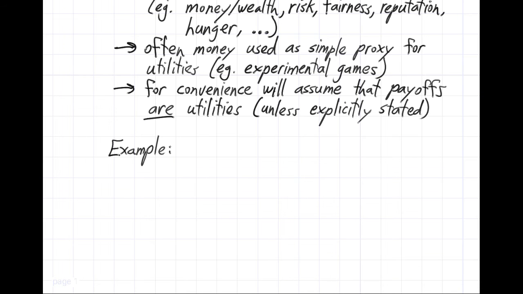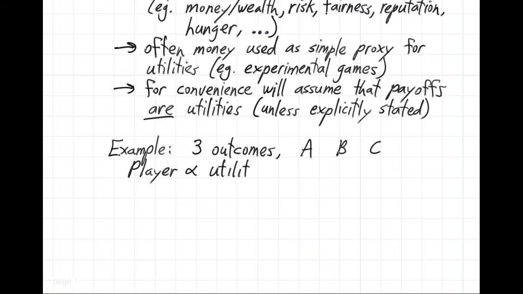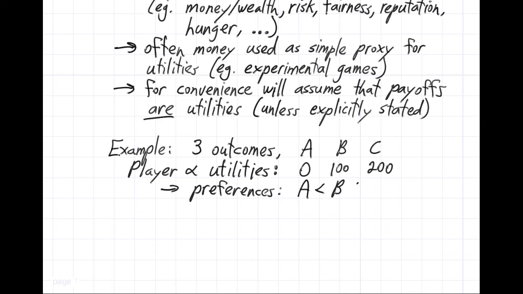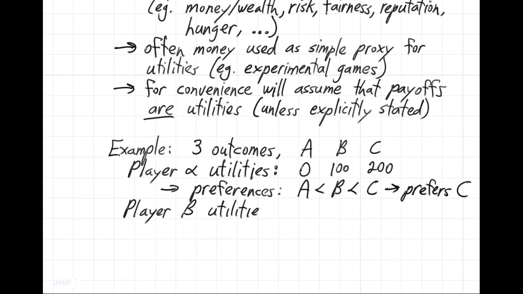Let's say there are 3 possible outcomes in some scenario, and they are A, B, and C. And let's look at a player alpha. Maybe their utilities for these outcomes are 0, 100, and 200. Clearly then, A is preferred less than B, and B is preferred less than C, so player alpha would prefer outcome C. Let's look at another player, player beta. Maybe their utilities are, let's say, 0, -1, and +1.